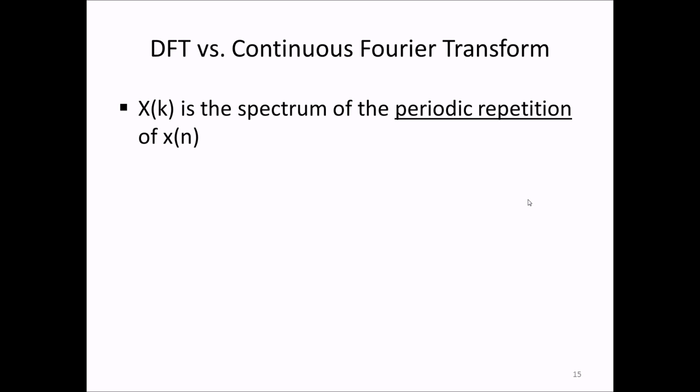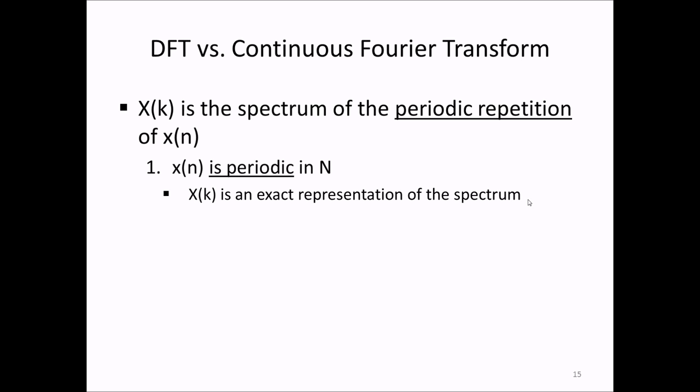Next, we shall compare the DFT with the continuous Fourier transform. As we said before, the spectrum X of k is the spectrum of the periodic repetition of x of n. Thus, if x of n is periodic in the block size N that we have sampled it with, then X of k is an exact representation of the spectrum, that is, it gives the coefficients of the Fourier series.